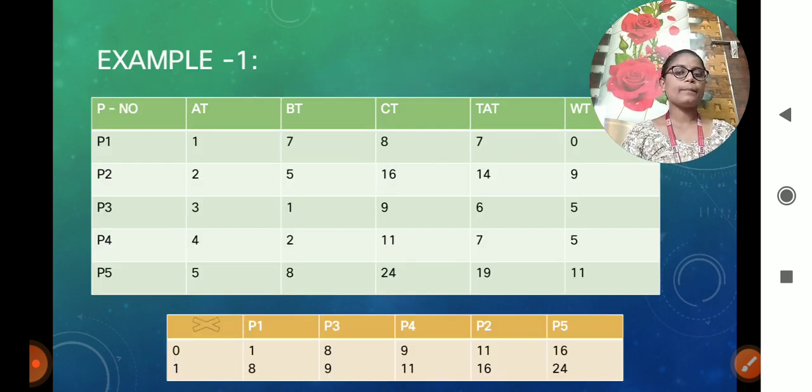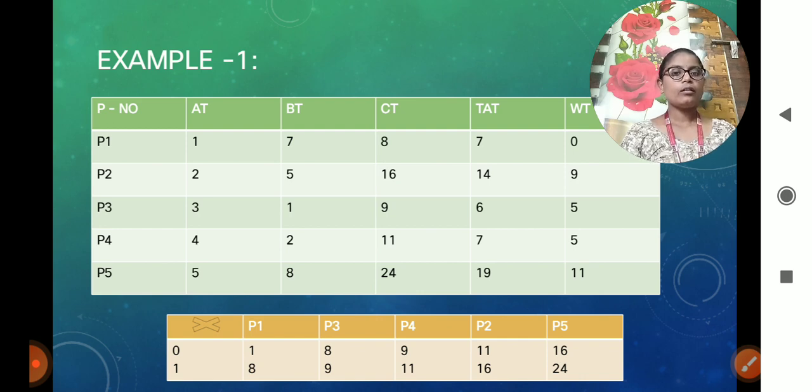Here is an example. In this example, we have 5 processes with arrival times and burst times. P1, P2, P3, P4 and P5 are the process IDs. Arrival times are 1, 2, 3, 4, 5 respectively, and burst times are 7, 5, 1, 2, 8 respectively. In the 0 to 1 period, no process occurs.